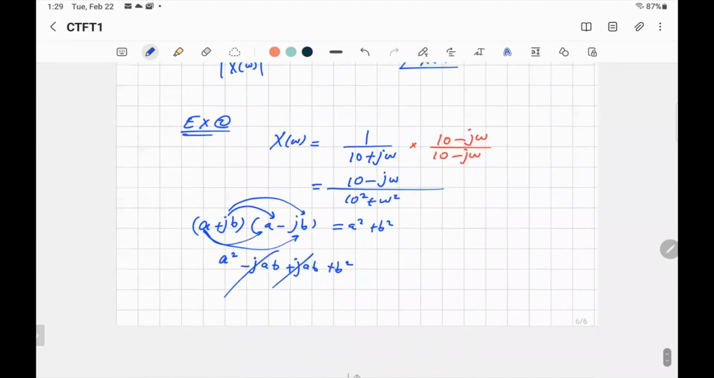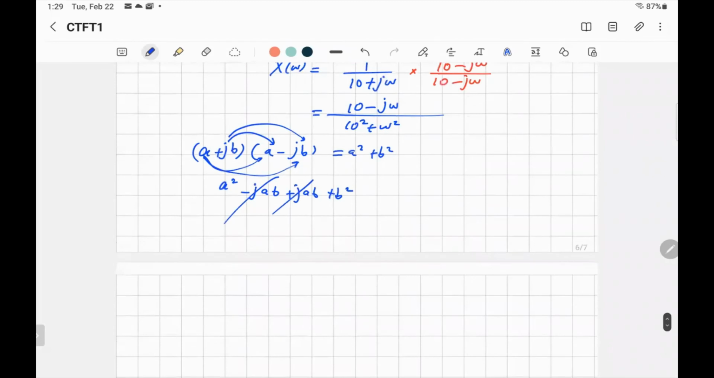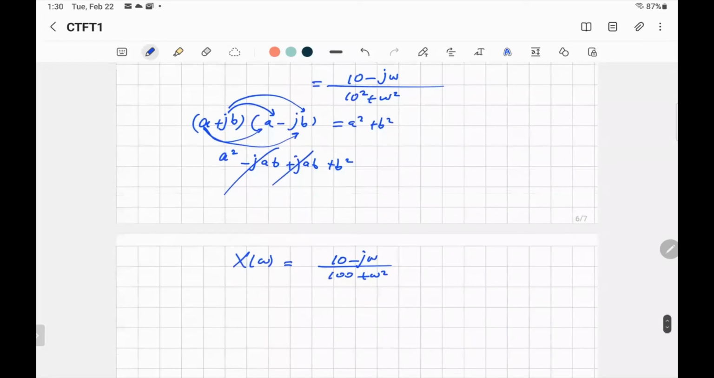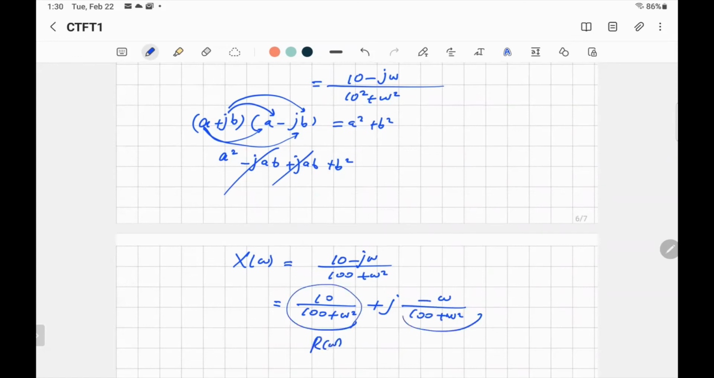Right? So now X of omega, as you see, I express it as, let me write what I got: 10 minus j omega divided by 100 plus omega squared. Now, if I ask you what is the real part? The real part is 10 over 100 plus omega squared, plus j times minus omega over 100 plus omega squared. So that's your real part, and that's your imaginary part. So I think you can do it. All right.